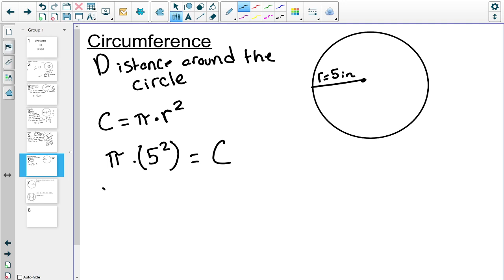And then you can do it out to 25 pi equals your circumference. And then you can put that in a calculator and get some decimal. But a lot of the times, if you can get here, you'll be okay. But make sure you read the instructions thoroughly.